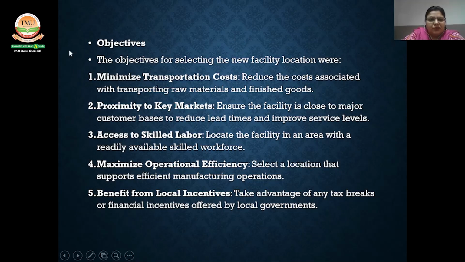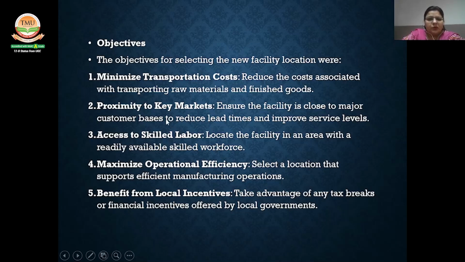So what are the objectives of selecting the best location? Number one, minimum transportation cost. When the cost is reduced, it will be a better option for selecting a particular location. So reduce the cost associated with transporting raw material and finished goods, which covers the availability of raw material and supplying the finished goods. So transportation cost should be minimum.